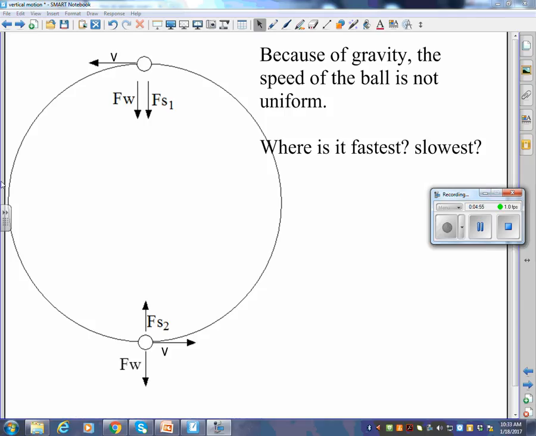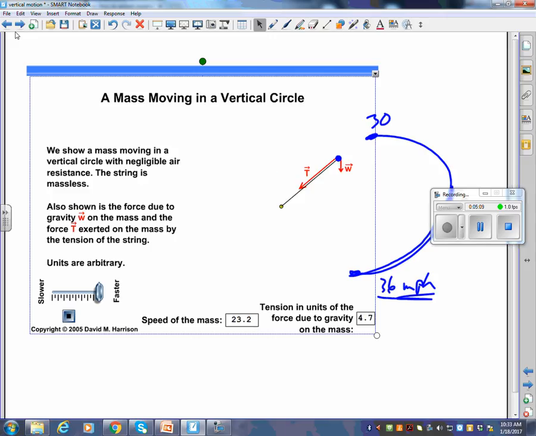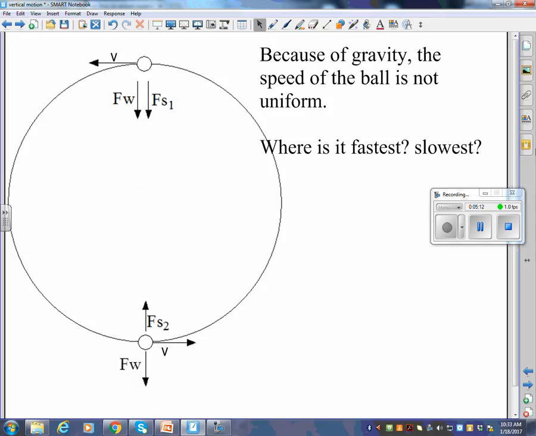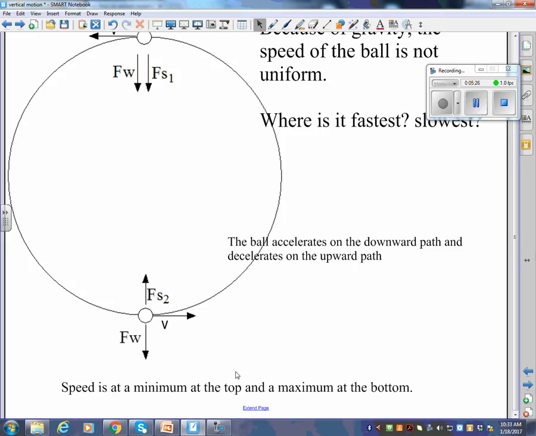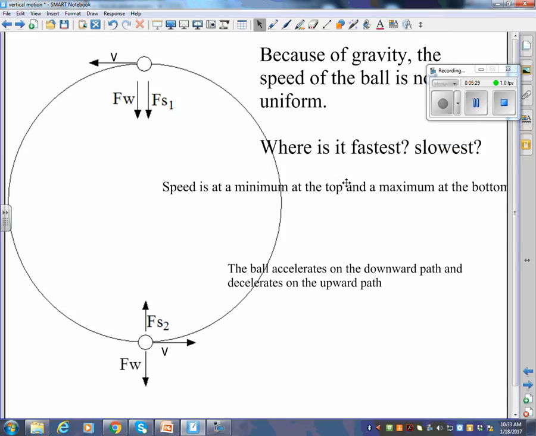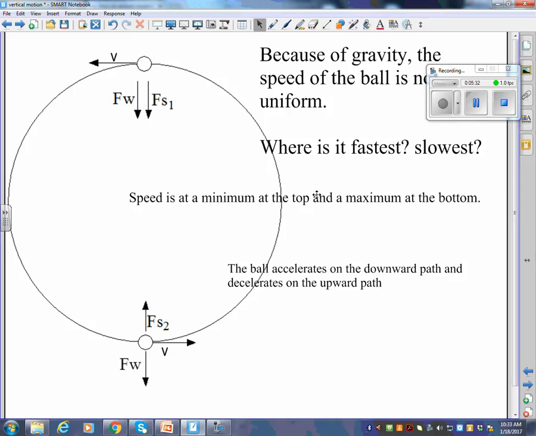critical, right? Because of gravity, the speed of the ball is not uniform. So while we say uniform circular motion, we know that the speed is not uniform. We saw that on the previous one, right? So where is it fastest? At the bottom. And where is it slowest? At the top, right? The ball accelerates on the downward path and decelerates, or slows down, on the upward path. Speed is at a minimum at the top and a maximum at the bottom. But that's intuitive. I hope you see that.